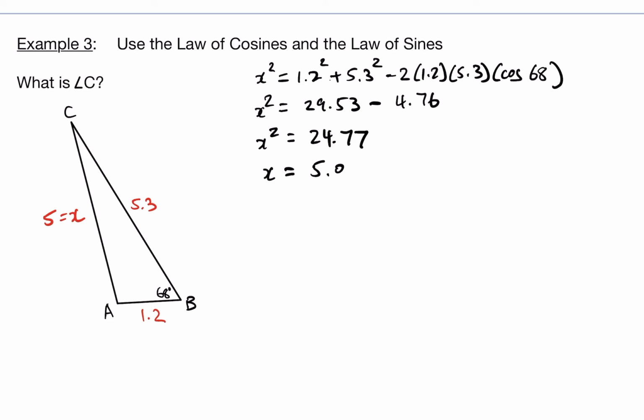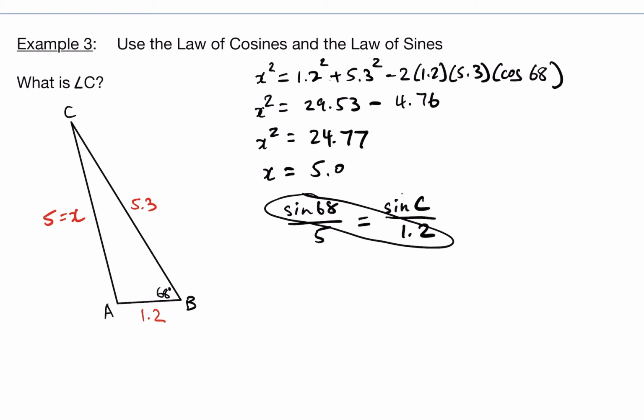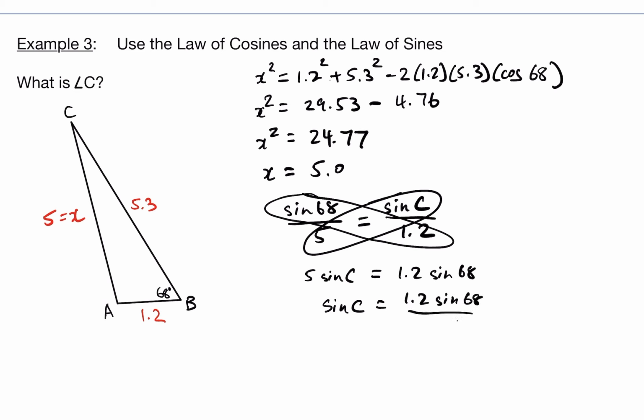Now we can use the law of sine to find the angle C, okay? So let's go ahead and set those ratios. We're going to say that sine of 68 over the side opposite it, which is 5, we just figured that out, is going to equal the sine of C over the side opposite that angle, which is 1.2. Now we're going to go ahead and cross multiply those. And when we do, we get 5 sine C is equal to 1.2 times the sine of 68. Okay, sine of C is going to equal 1.2 times the sine of 68 divided by 5.